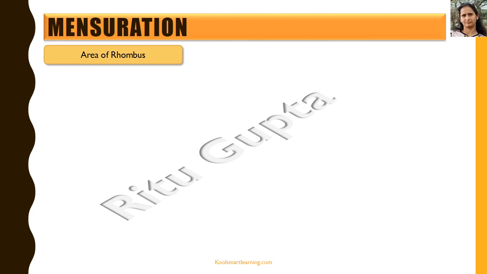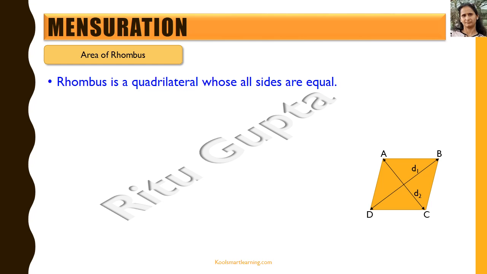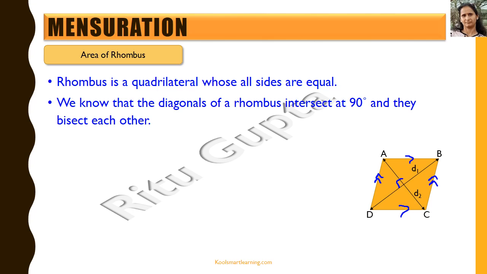Let's now see how do we find the area of a rhombus. So first of all, let's understand what is a rhombus. A rhombus is a quadrilateral whose all sides are equal and the opposite sides are parallel. So we have AB parallel to CD and AD parallel to BC. And another condition for a rhombus is that its diagonals bisect each other at 90 degrees. So bisect means AO, where O is the point of intersection of the two diagonals, AO is equal to OC and DO is equal to OB.